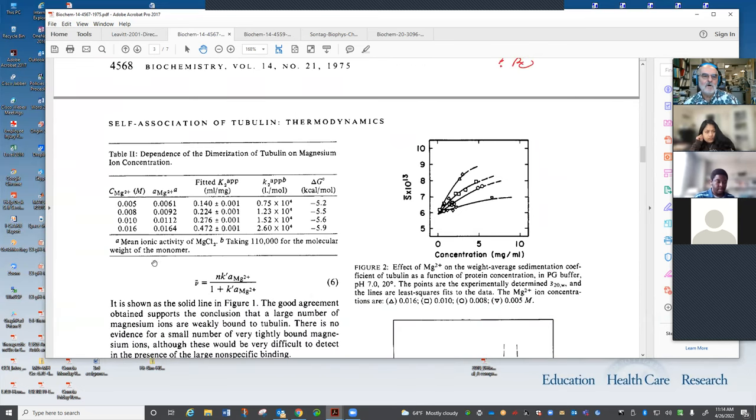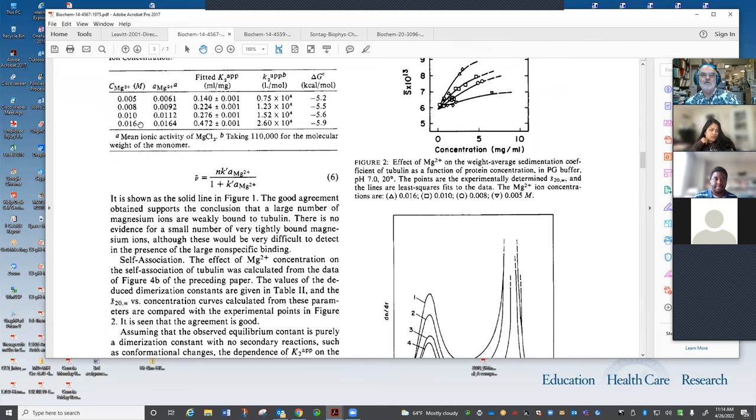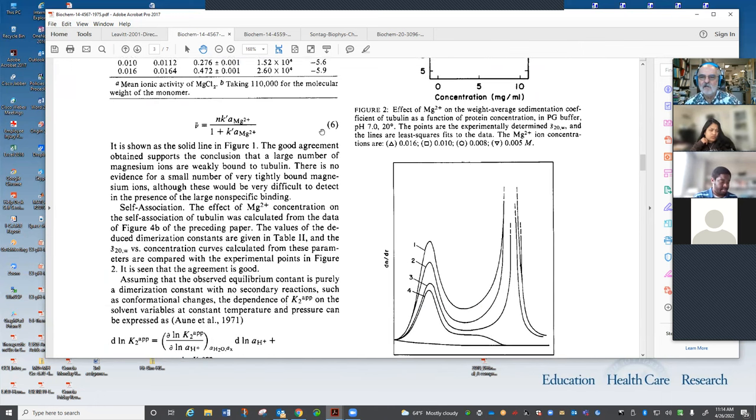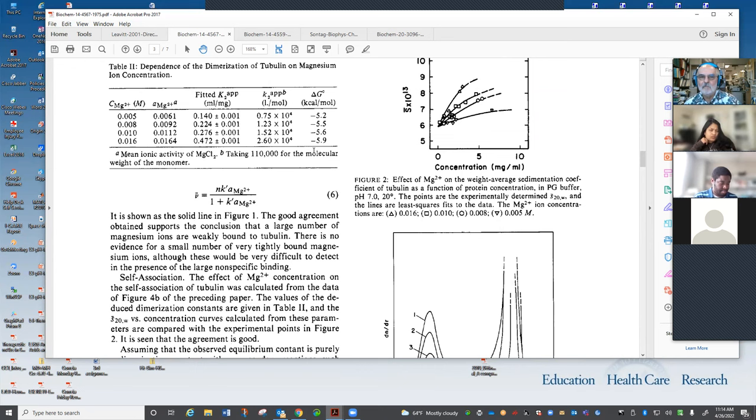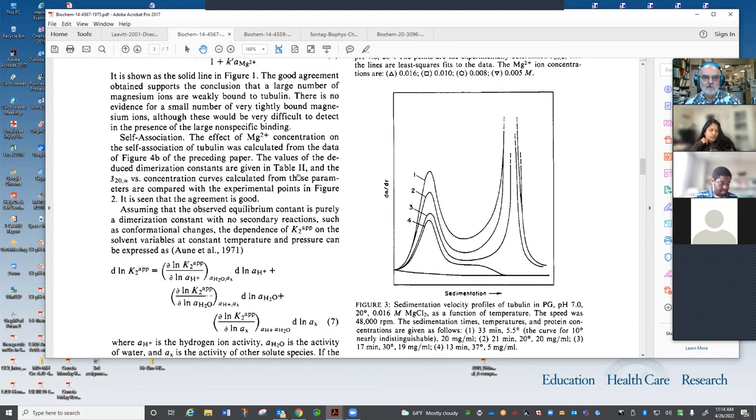And then they show best fits. They worry about the non-ideality of the magnesium concentration. So they introduce the term of activity, and they worry about how you gain or use the activity of the magnesium. And then they come up with apparent equilibrium constants in a weight scale or in an inverse molar scale, and what this corresponds to in terms of free energy. All right, and so now you have some connection to free energy and the magnesium dependence of that free energy.